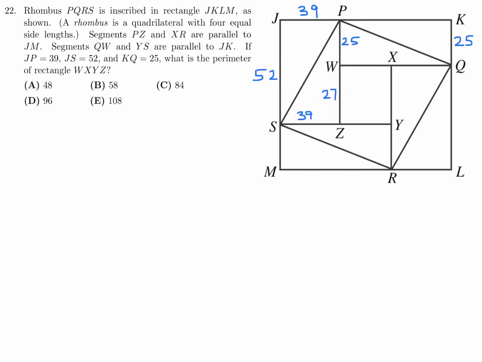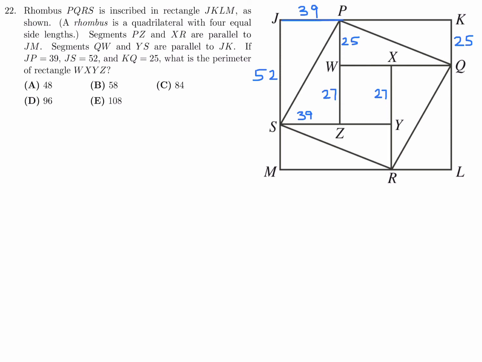Okay, I think we got actually a lot of it already. XZ is going to be 27 since that is a rectangle. So now we just have to figure out WX, and that's going to be the same as ZY, and that's it. Okay, I think I can do that.